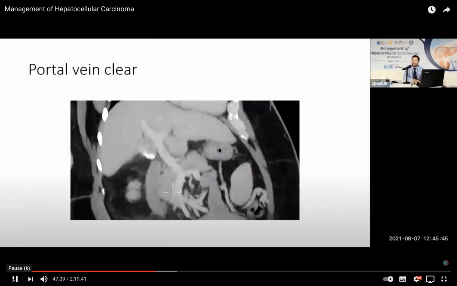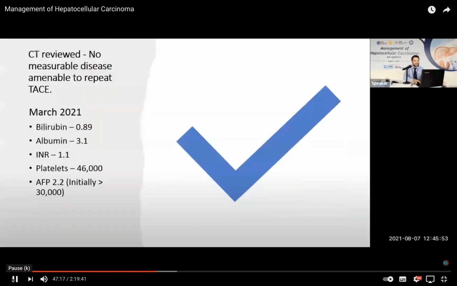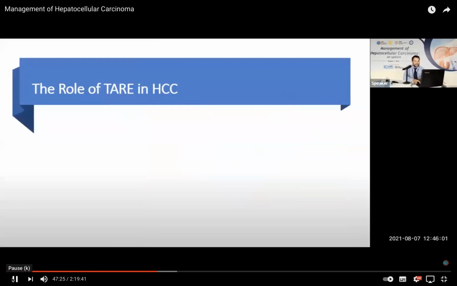And he also actually had portal vein invasion. So not only did we have a shunt, we had portal vein invasion, and we had a large tumor. And his AFP is 2.2 at the moment. So he's done very well. The only reason he didn't want to go for transplant is he had a minor stroke, and there were some affordability issues.